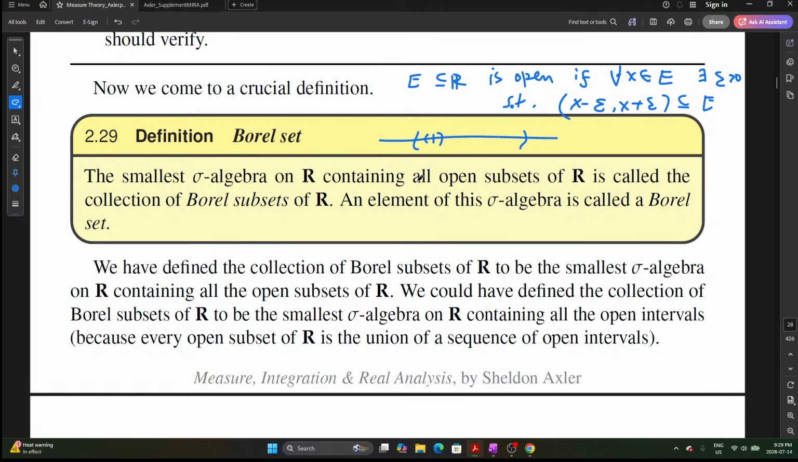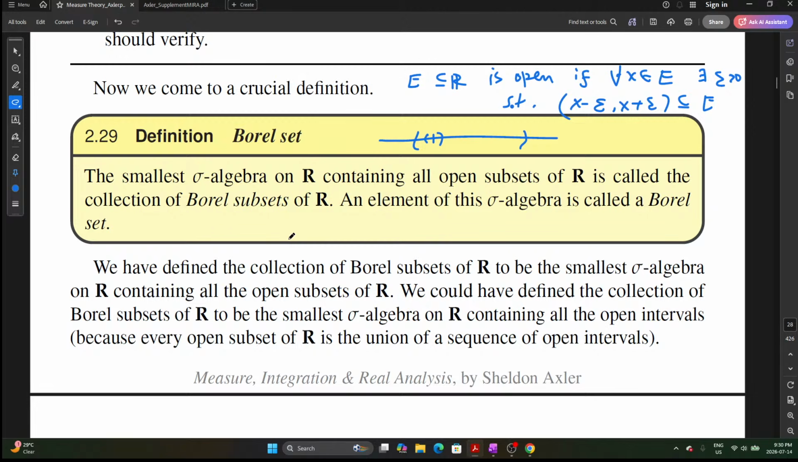Of course, open intervals are open sets, but open sets aren't just open intervals. And we consider the sigma algebra generated by, or the smallest sigma algebra containing, all the open sets. That is the Borel sigma algebra: the sigma algebra generated by open subsets of the reals. So that's the definition of Borel set.